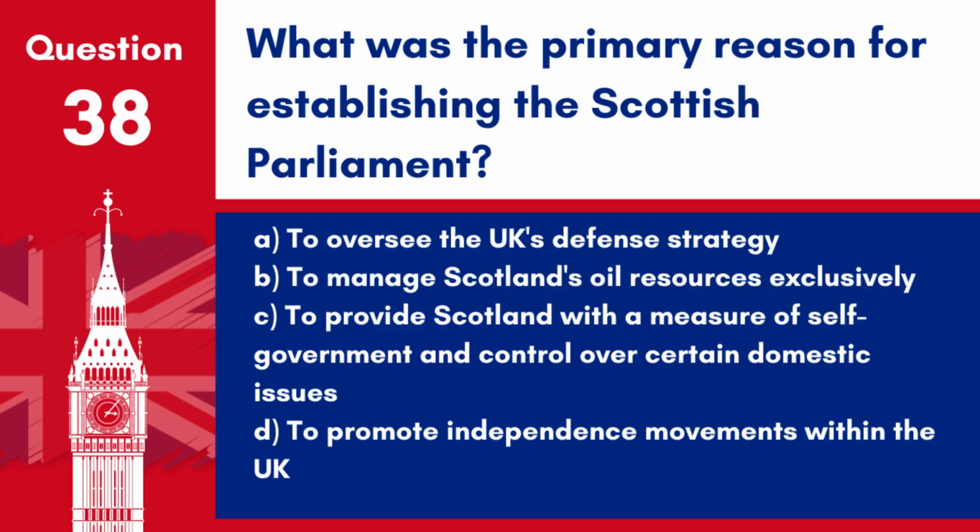Question 38. What was the primary reason for establishing the Scottish Parliament? A. To oversee the UK's defence strategy. B. To manage Scotland's oil resources exclusively. C. To provide Scotland with a measure of self-government and control over certain domestic issues. D. To promote independence movements within the UK.